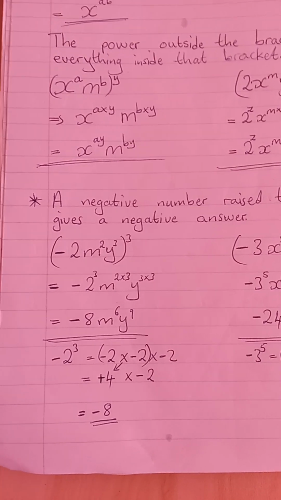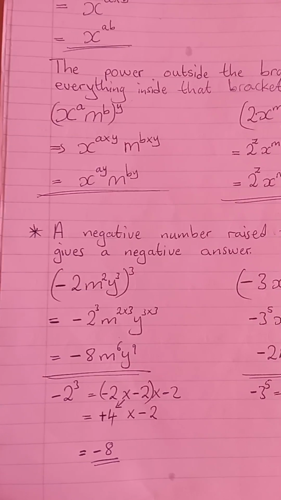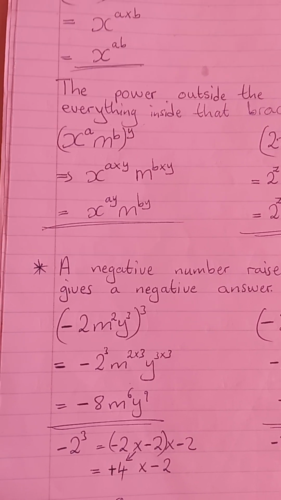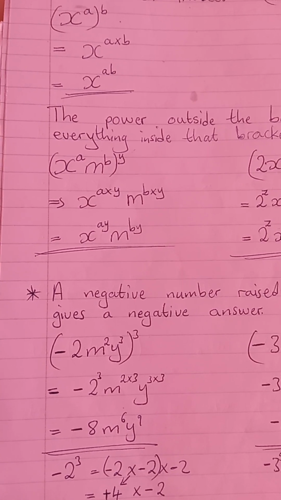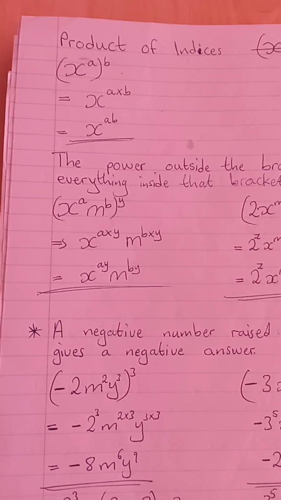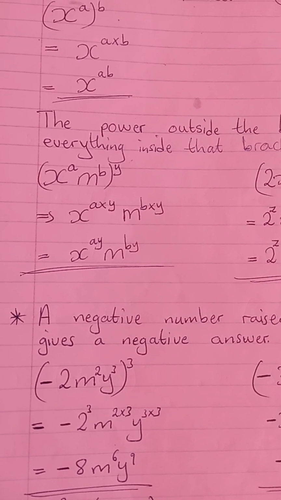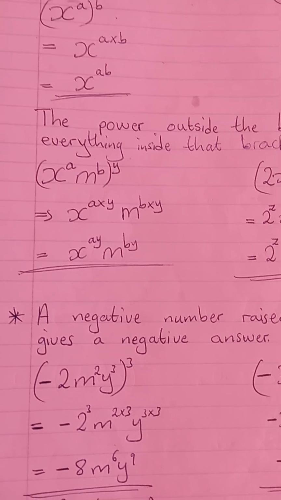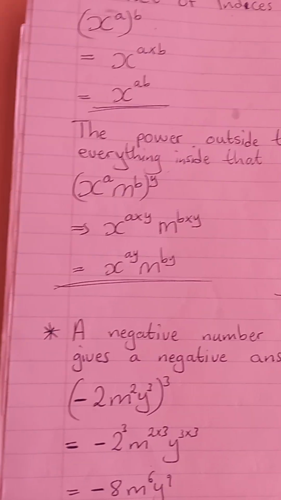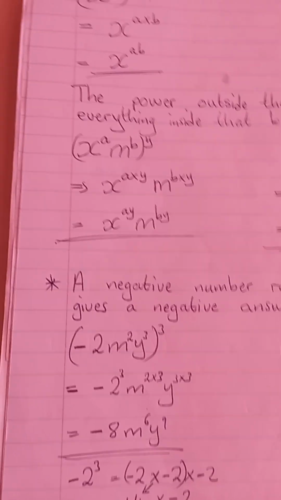A negative number raised to an odd power gives a negative answer. So what do we mean by that? We mean if we have a negative number inside the brackets and our power outside the bracket is an odd number, then our answer will be negative. So negative 2, m to the 2, y to the 3, all these things are inside the brackets, raised to the power 3. 3 is an odd number, so it means our answer will be negative.